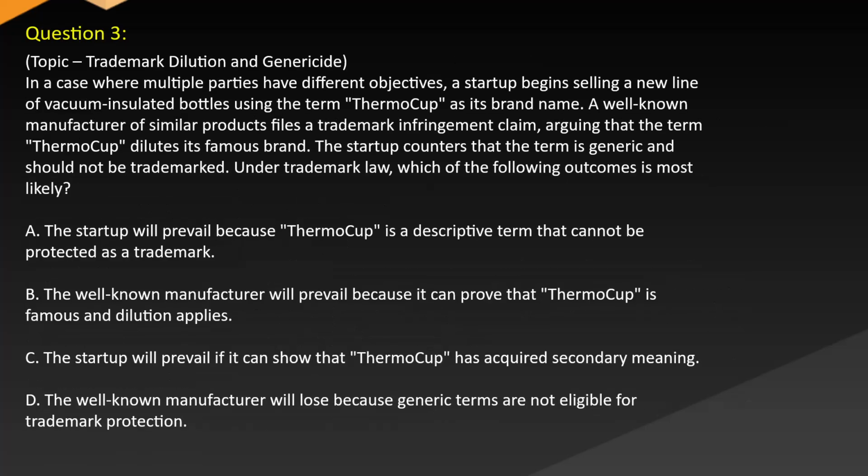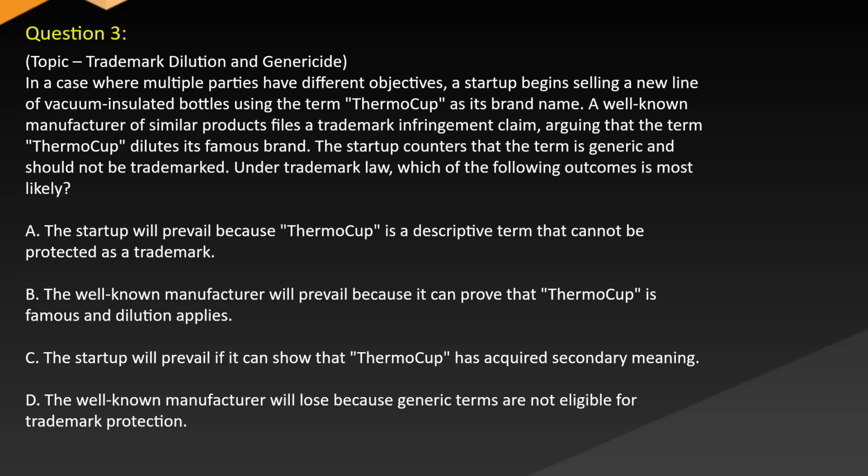Question 3. Topic: Trademark dilution and genericide. In a case where multiple parties have different objectives, a startup begins selling a new line of vacuum-insulated bottles using the term Thermocouple as its brand name. A well-known manufacturer of similar products files a trademark infringement claim, arguing that the term Thermocouple dilutes its famous brand. The startup counters that the term is generic and should not be trademarked. Under trademark law, which of the following outcomes is most likely?